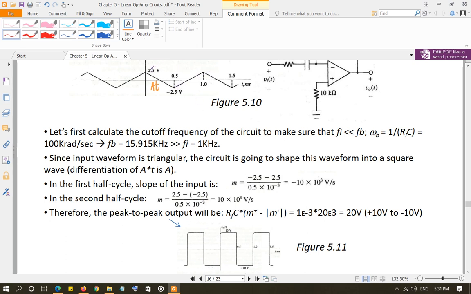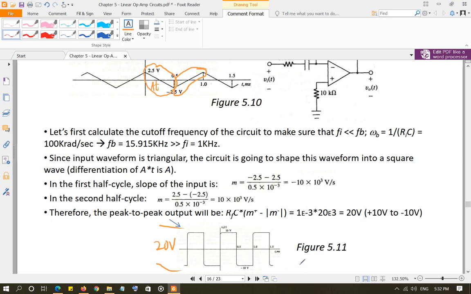You calculate the negative slope from here, you calculate the positive slope from here, you add the magnitudes of both together times RFC, and that will give you a total peak to peak output of 20 volt. The output will always be centered at 0. Why? Because for any DC signal in the input waveform, the differentiator is going to produce 0 volt, right? The derivative of a constant is 0 volt. So the output will always be centered around 0. So your peak to peak is 20 volt, that means it is going from 10 volt to negative 10.